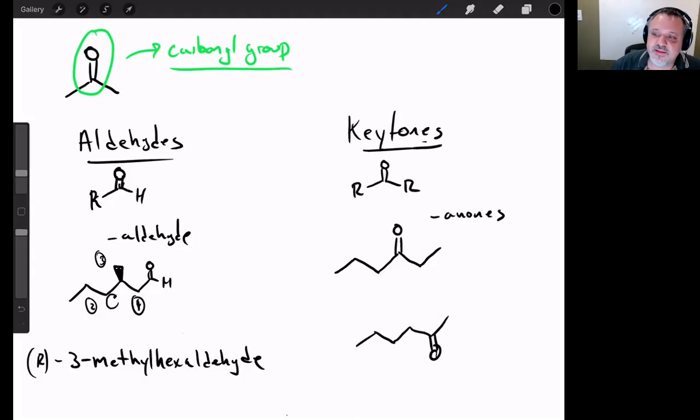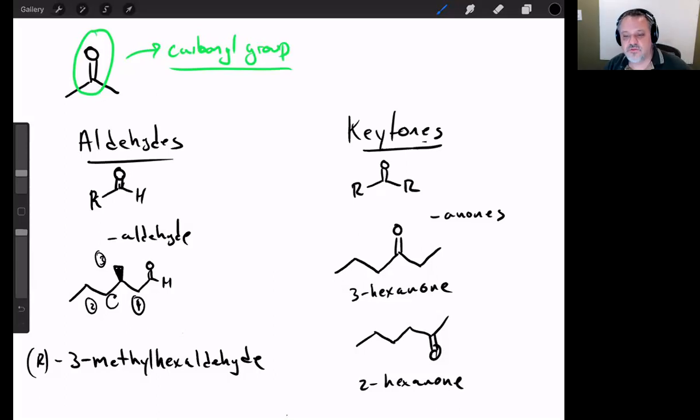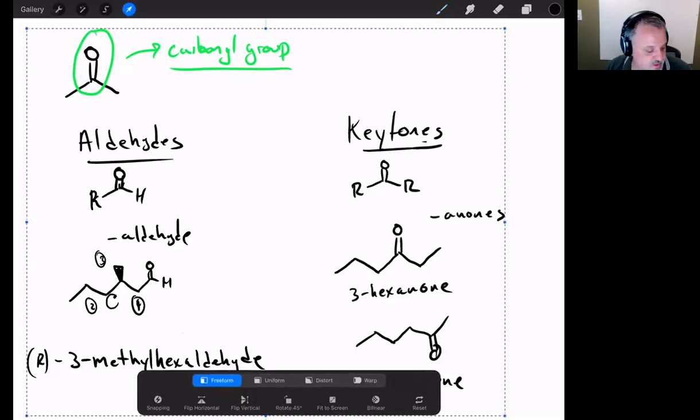But that does bring me into what I'm talking about now, which is that I do have to tell the reader where the ketone is, because I do have more than one option here. So in this case, the very first one would be 3-hexanone, and this one would be 2-hexanone. And so I can get a little bit more variety with ketones than I can with aldehydes. But at the end of the day, I'm still needing to remember everything that's associated with naming.